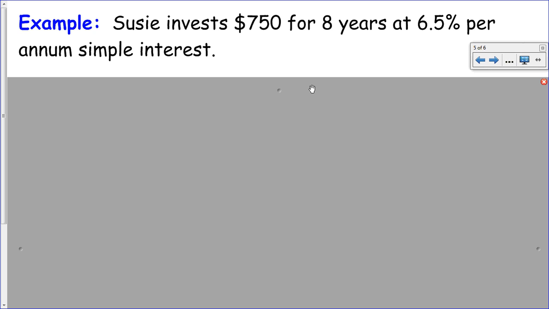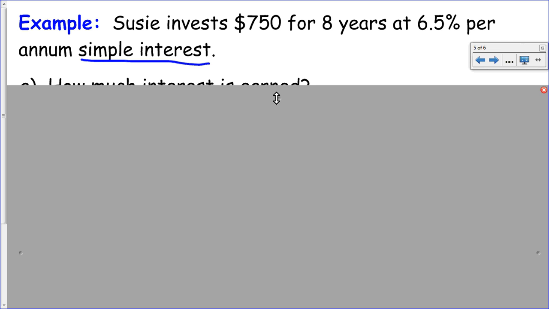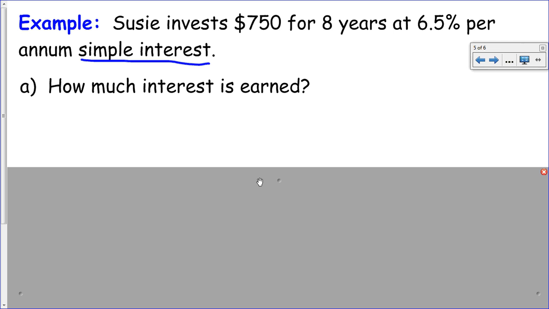So let's do an example. Susie invests $750 for 8 years at 6.5% per annum, and there it is, simple interest. So you know that you're using the I equals PRT formula. So how much interest is earned? So that's this formula to calculate interest. P is your principal, which is the original amount you invested. So 750. You don't need to put dollar signs into the formula. You can save the dollar signs for your concluding statement.